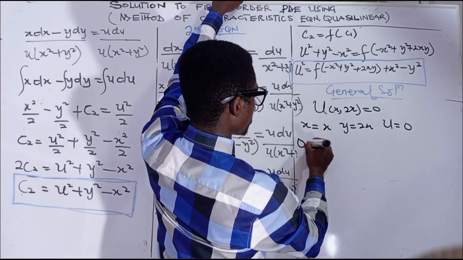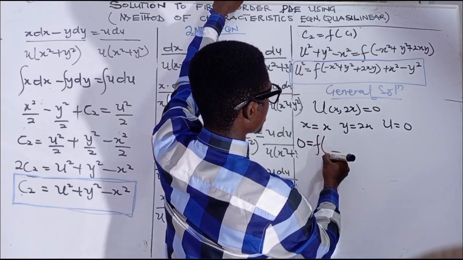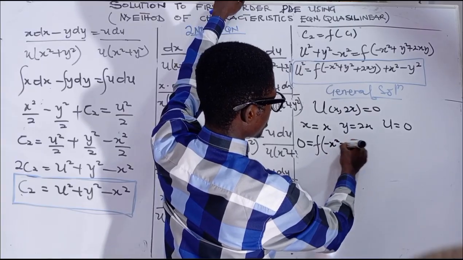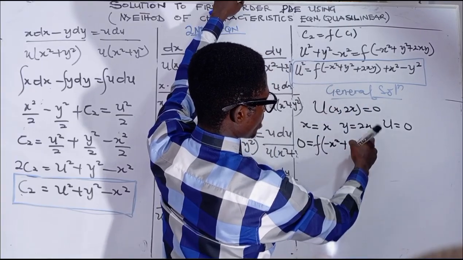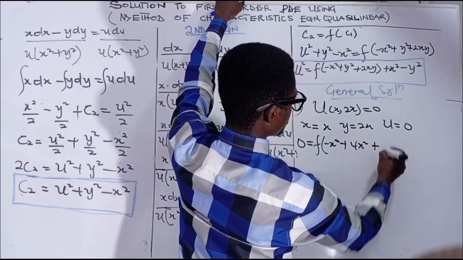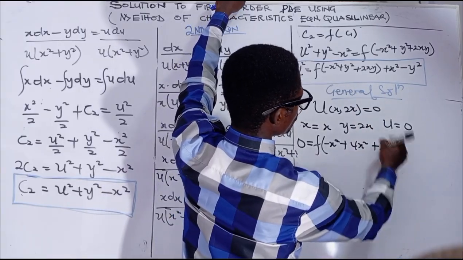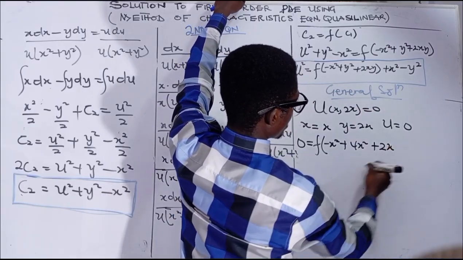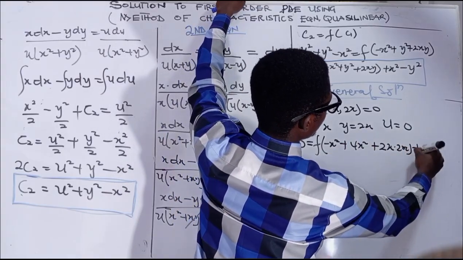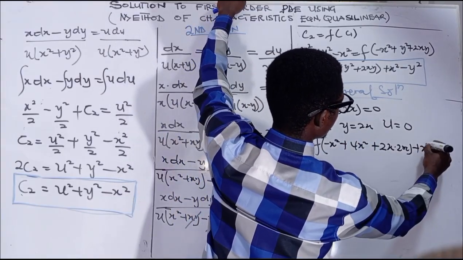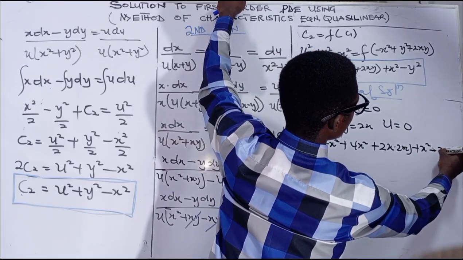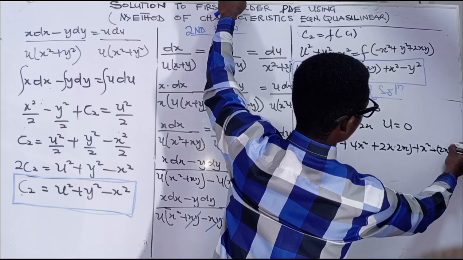So we have u is 0. So we have 0 is equal to a function at our x, which is still x, so we have minus x squared. Our y is 2x, so we have 4x squared plus 2. Our x is still x, our y is 2x, and then we have plus x squared. And this is also giving us minus 2x power 2.